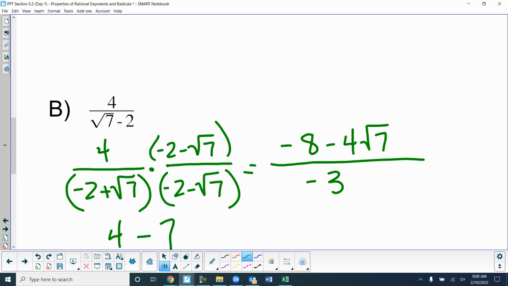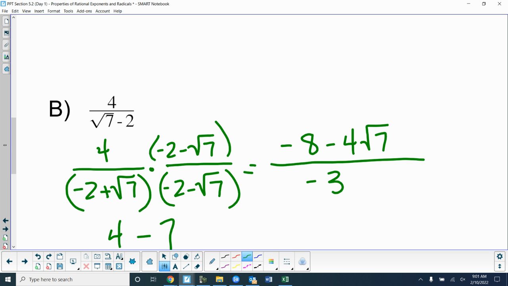Just in the very beginning, the 2 minus radical 7 on the other side of the equation, where's that come from? It's called the conjugate. So these two are the same. All you do is change the sign between them to get the conjugate.